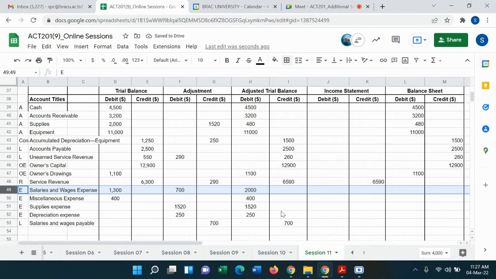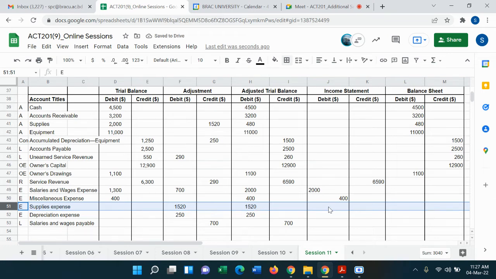6590. Salaries and wages. So balance sheet... Oh, sorry, sorry. Into the income statement. How much? Debit 2000. Miscellaneous expense, it will go to the income statement. Exactly. Supplies expense, again it's an income statement, 1520. Depreciation, it's an expense, again income statement.